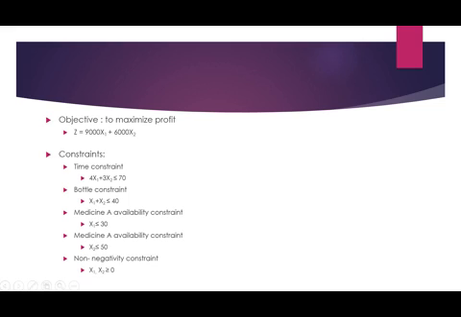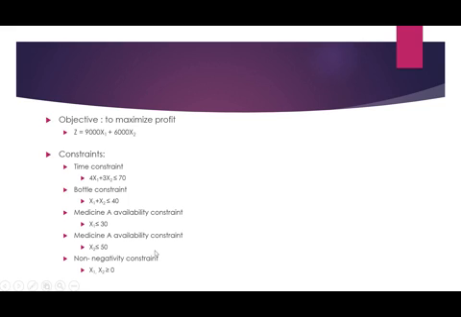That is, the maximum number of thousands of bottles that you produce for medicine A should not exceed 30,000. Fine. Sorry, there's a small typing mistake here. This has to be medicine B. I copied and pasted, and while editing, I forgot. So it should be the medicine B availability constraint.